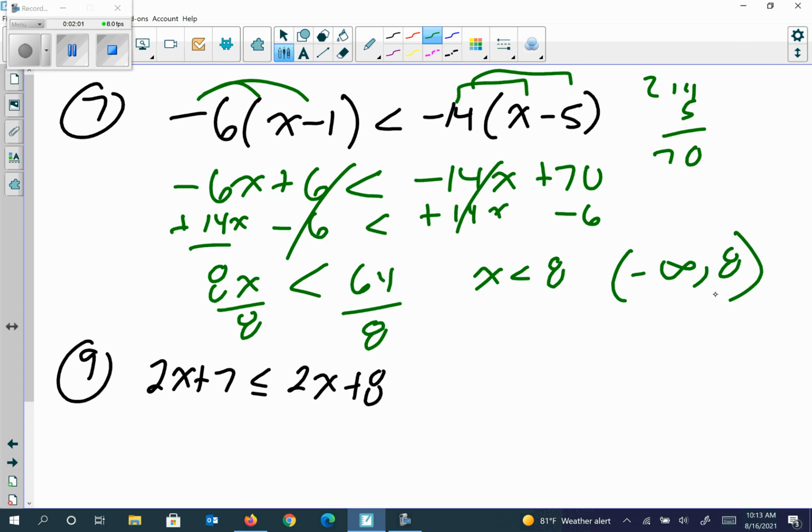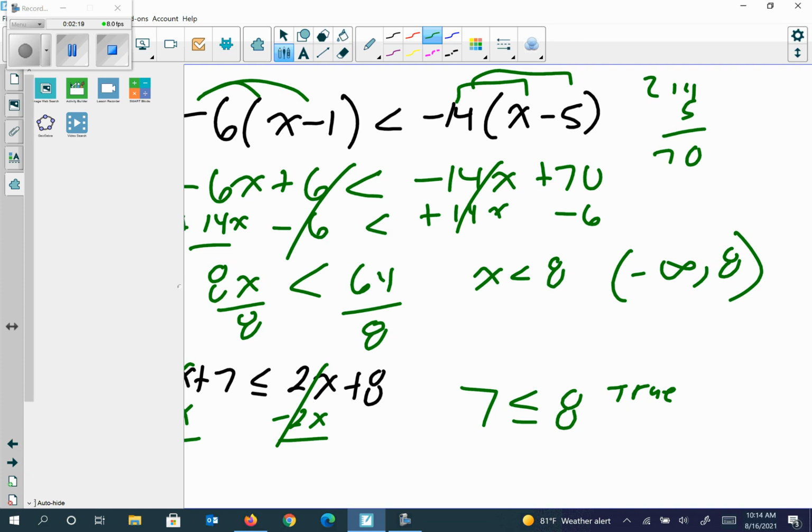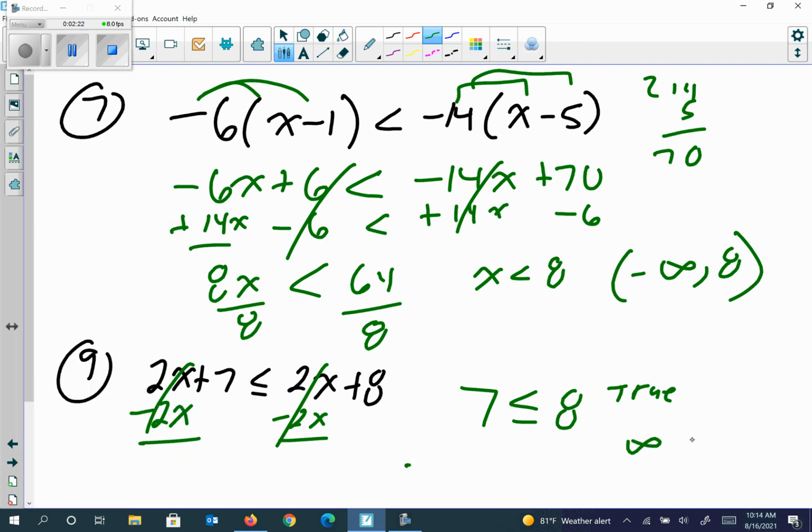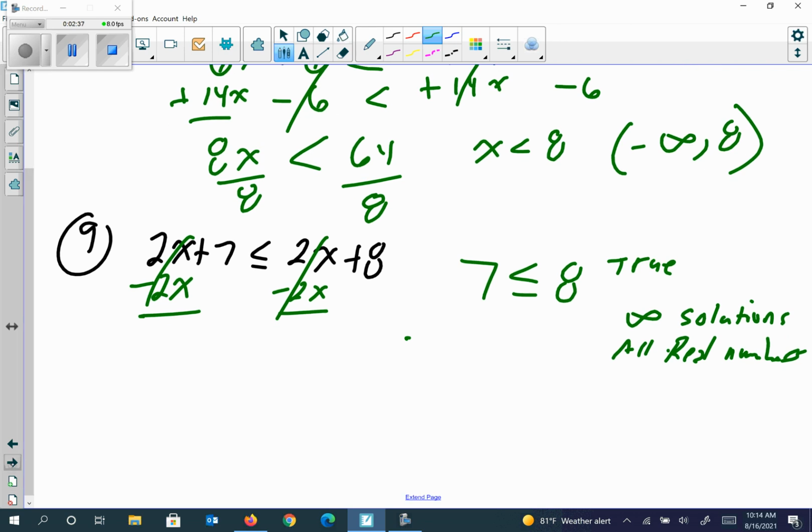This next problem, we have the equal sign. So we know we have a square bracket that's going to take place someplace as long as it works out. Let's get the x's moved over. So if I subtract 2x from both sides, you're going to notice you wind up getting 7 is less than or equal to 8. Well, this happens to be true. All our x's went away, so this is infinite solutions. Some people might put all real numbers, something like that. Your choice how you want to label it. If that was a false statement, that would be no real solutions.